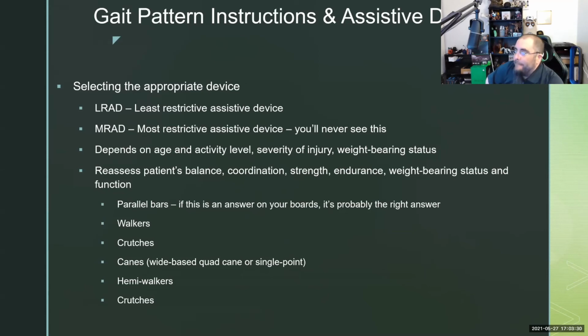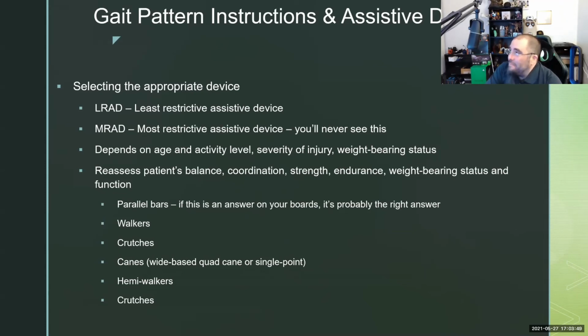Yep. And I'm going to beat this into you. Trust me, don't you worry. You're going to be sleeping one night and be sitting up going, parallel bars, walker, rolling walker, crutches. I already do that. You already do that.